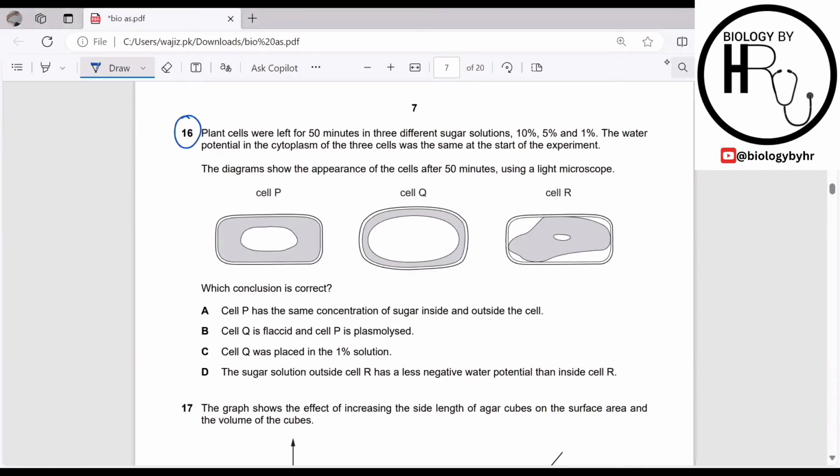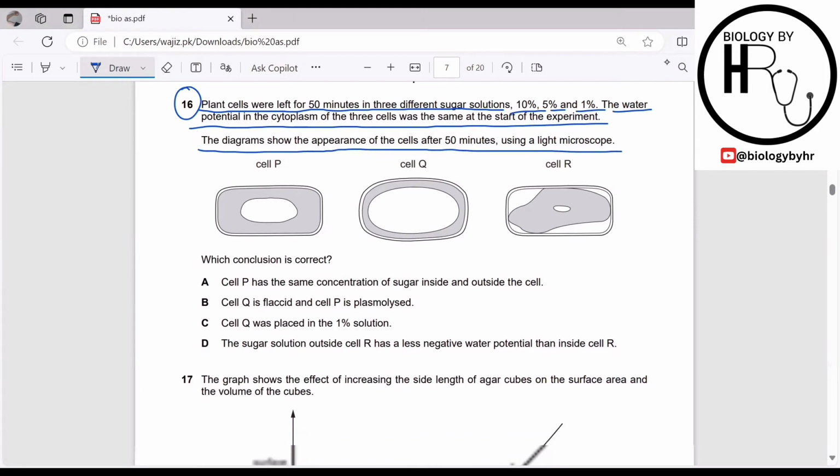Question number 16 says that plant cells were left for 15 minutes in three different sugar solutions, 10%, 5%, and 1%. The water potentials in the cytoplasm of the three cells was the same as at the start of the experiment. The diagram shows the appearance of the cells after 50 minutes using a light microscope. This is cell P, this is cell Q, and this is cell R.